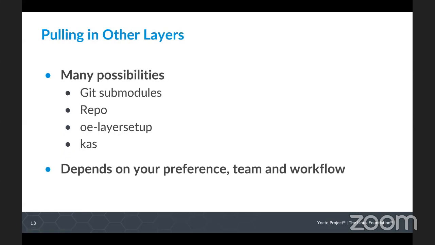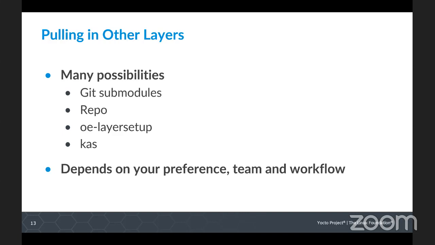And there's many possibilities for pulling these in. You can use Git submodules. You can use the repo tool that Google developed as part of the Android project. There's an early layer setup script that TI developed as part of the Arago distribution. And there's KAS, which is a tool that's come out of Siemens, which I'll be exploring slightly later on in this presentation. But at the minute, there is no established standard for this. Depends on your preference, depends on your team and their experience, depends on the workflow that you're trying to achieve.